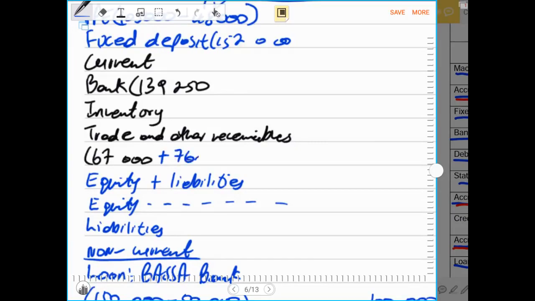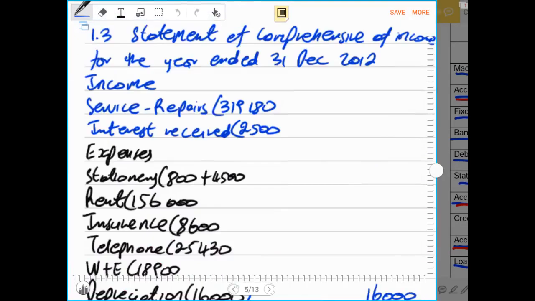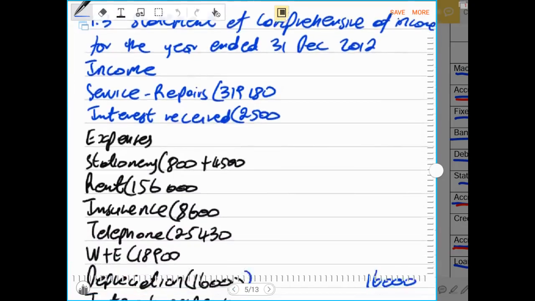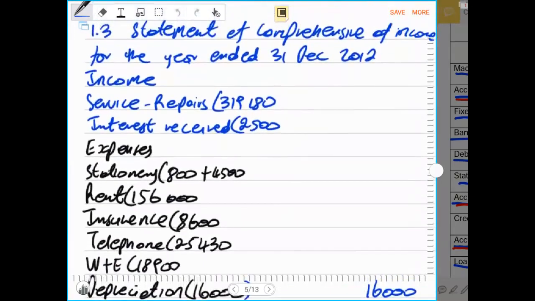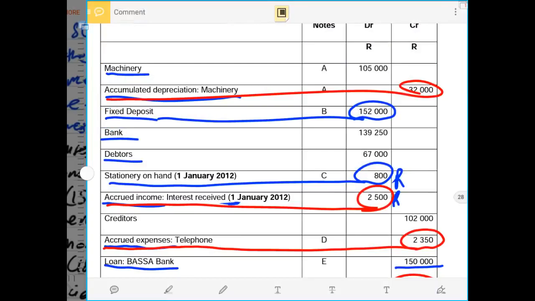Plus 7,600. Then now we have to record another 7,600 under the income statement. And we record that under our incomes, we say plus 7,600 rands. So now we have accounted for that. Then we go to the second or to the third entry.